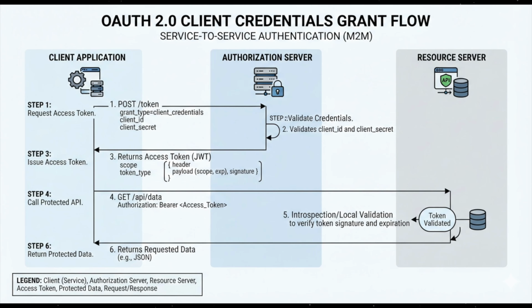The tokens issued are usually JWTs, JSON Web Tokens. They are signed so the receiving service can verify they are legitimate without calling the auth server every time. The golden rule for machine-to-machine auth: never hardcode secrets. Use environment variables or secret manager services like AWS Secrets Manager or Vault, and rotate credentials regularly. A leaked secret is as bad as a leaked password.